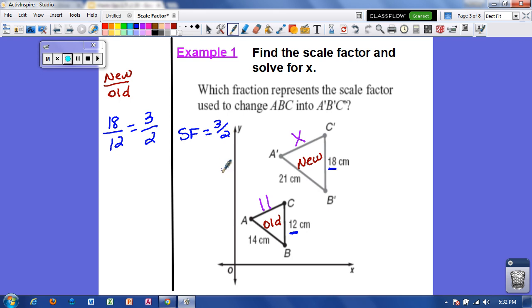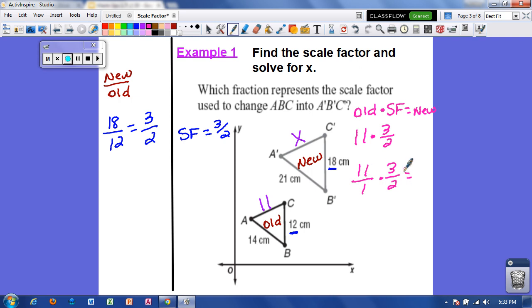Well, now that I've determined that, I want to figure out what x is. So remember, we are going to take the old and multiply it by the scale factor. That's going to give us that new dimension. So that is going to help us solve for this x right here. So our old value is 11. That corresponds with this x. I'm going to multiply that times 3 over 2. Now remember, when we are multiplying fractions, I want to take this 11 and make it look like 11 over 1. I'm going to multiply that times 3 over 2.